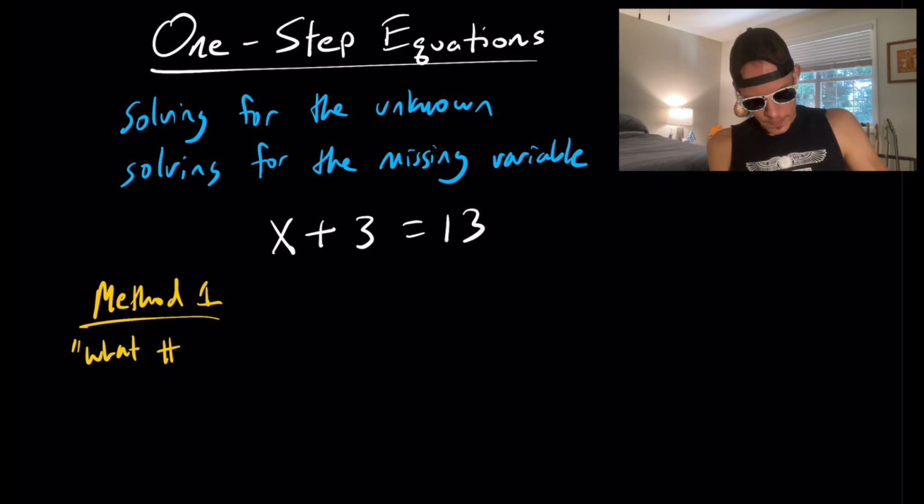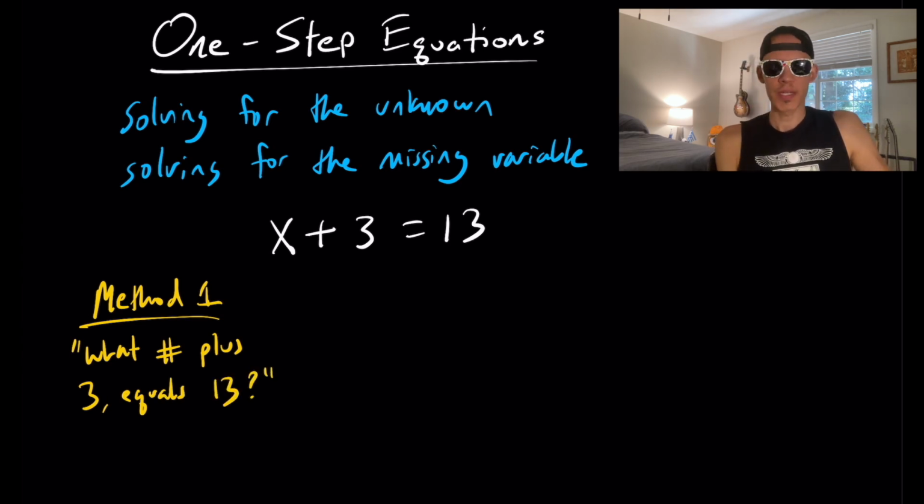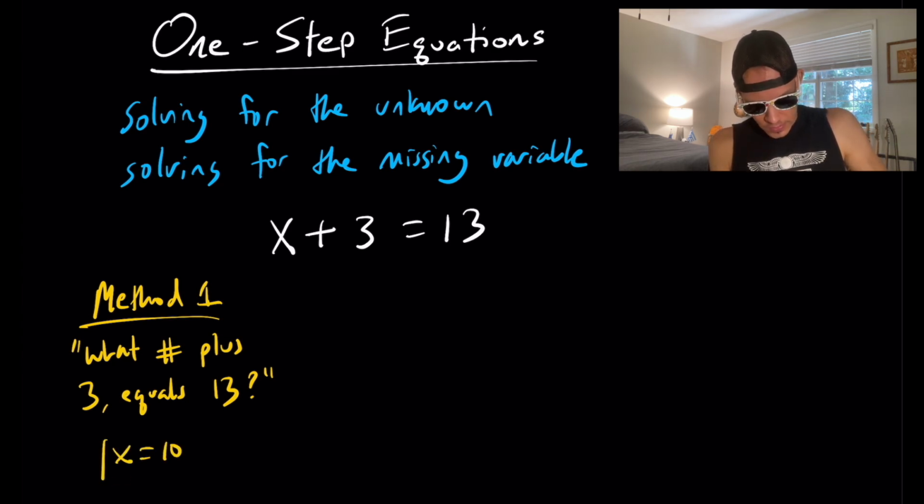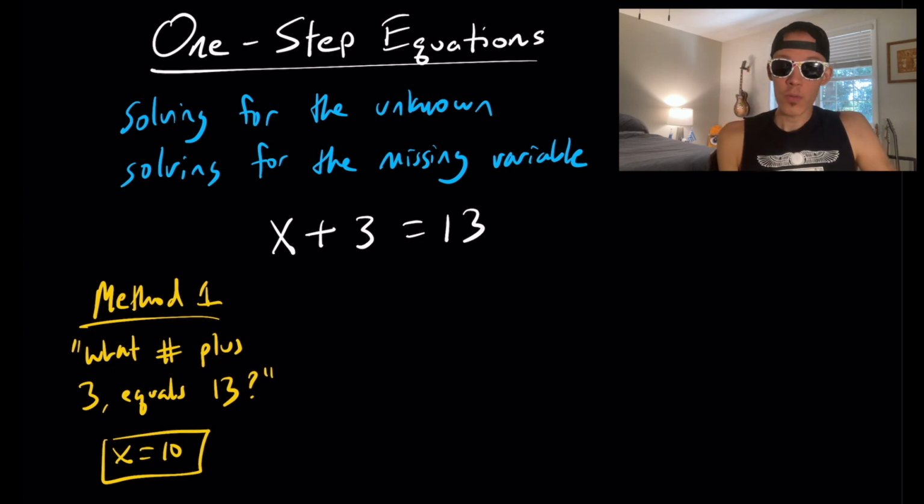what number plus 3 equals 13? So that's pretty easy. That's going to be 10. 10 plus 3 is 13, so that means x is equal to 10. Nothing wrong with using this way, or this method. It's pretty quick if you're strong with mental math.